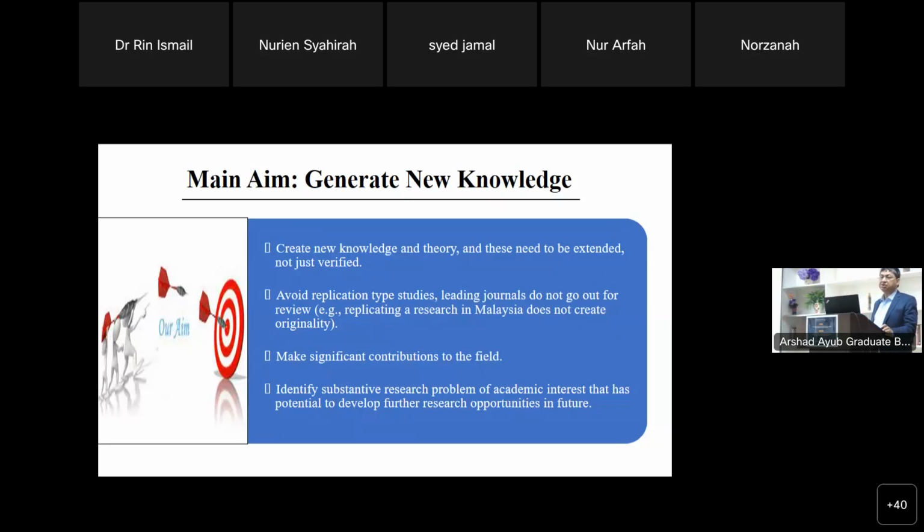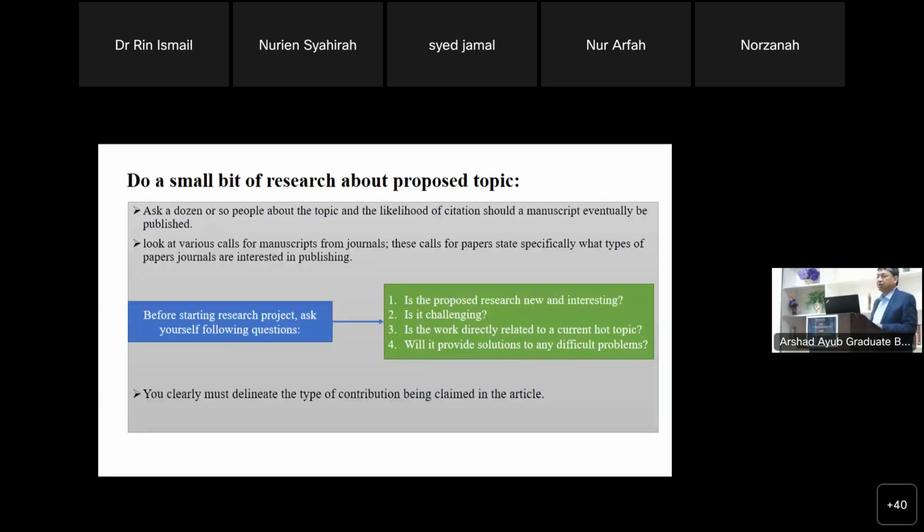So before starting a research project, ask yourself the following questions. Is the proposed research new and interesting? Is it challenging? Is the work directly related to a current hot topic? Will it provide a solution to any difficult problem?